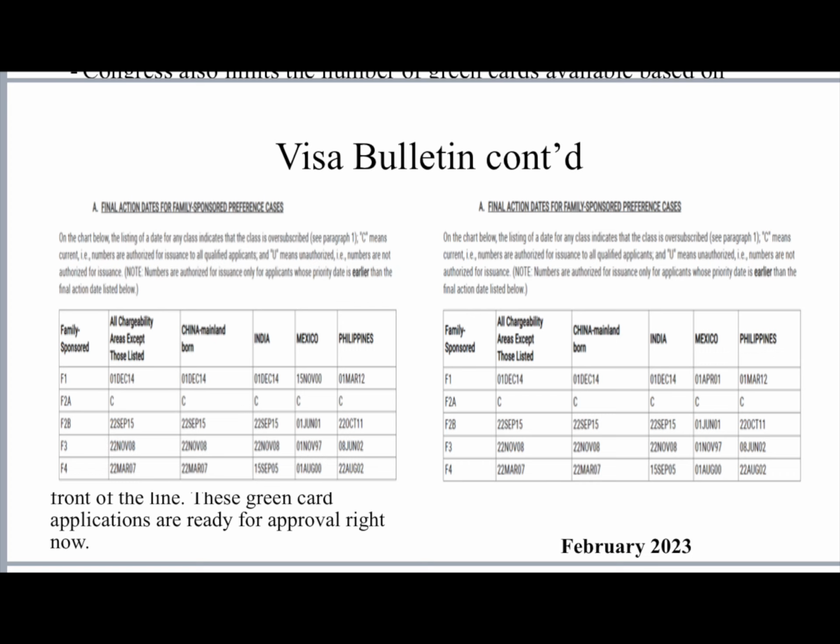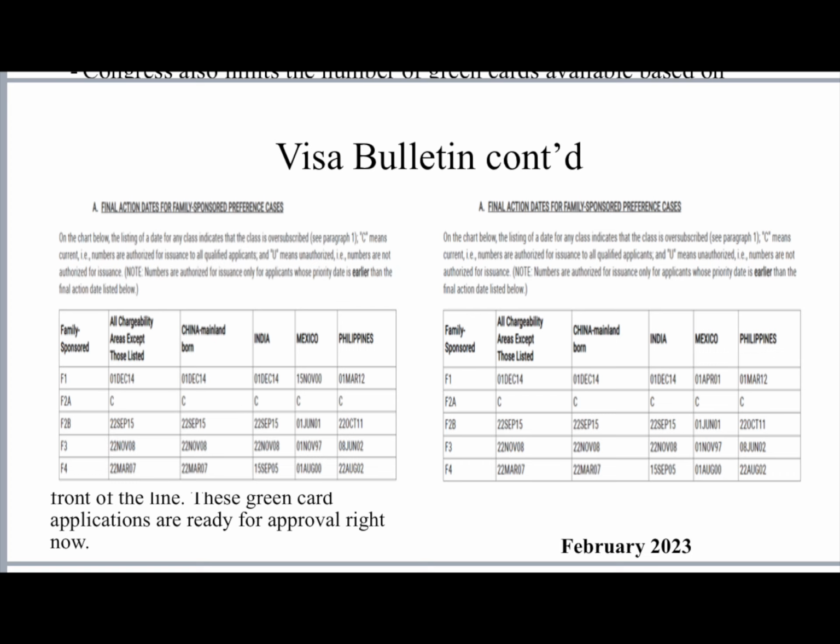your visa, right? F2B had a priority date listed, or the final action date then, of the 22nd of September 2015, which would mean that if you have a priority date before that date, you are current and you're in line, there's a visa available for you, basically. F3 was at November 22nd, 2008, and F4 March 22nd, 2007.